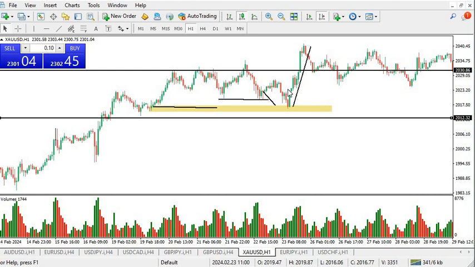So this is how we will be trading the order blocks, and master these characteristics of order blocks for better results.